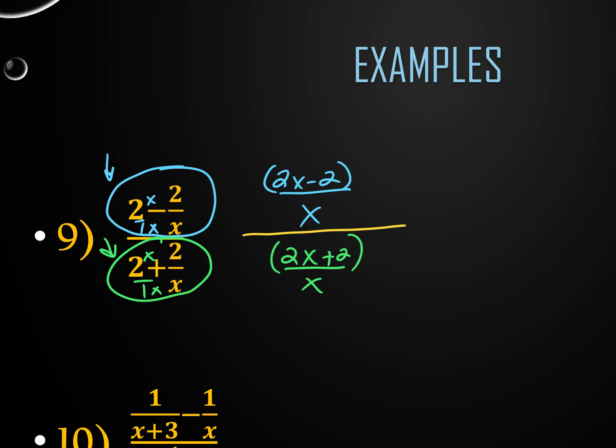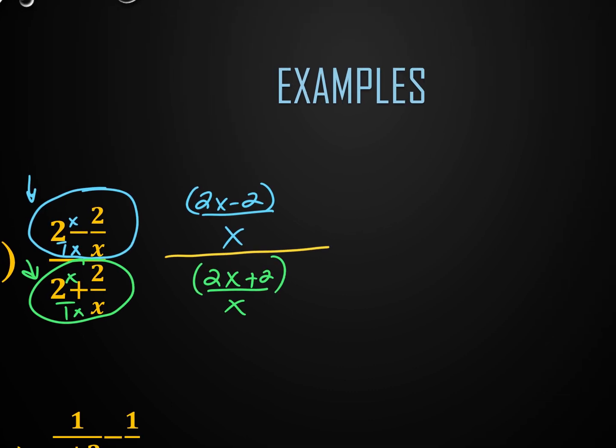If you see simplification, go ahead and do it. But if you don't, no big deal. We've now gotten rid of our addition subtraction problems. So we're going to keep, change, flip. I'm going to keep 2X minus 2 over X. I'm going to change my division to multiplication, and I'm going to flip. This becomes X over 2X plus 2.